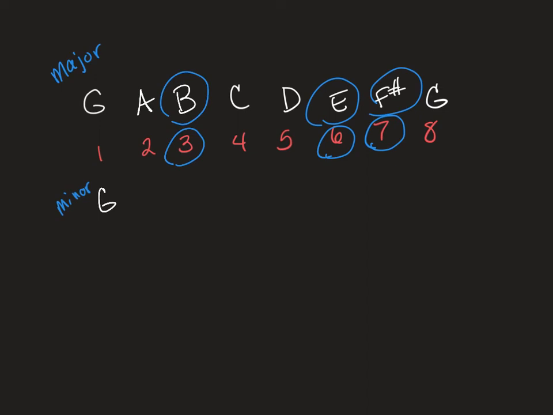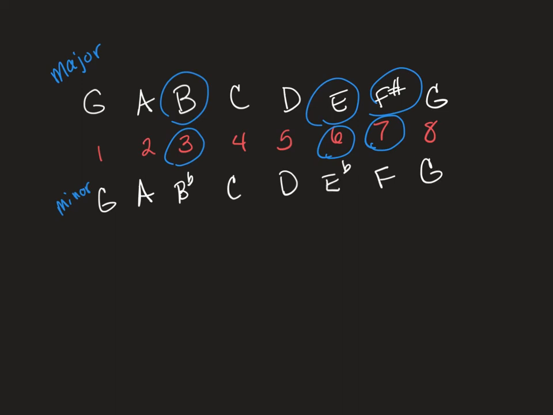G stays the same, A stays the same, half a step lower than B is B flat, then C stays the same, so does D. Half a step lower than E is E flat, and half a step lower than F sharp is F natural, and our G stays the same. So those would be the notes in the G minor scale.